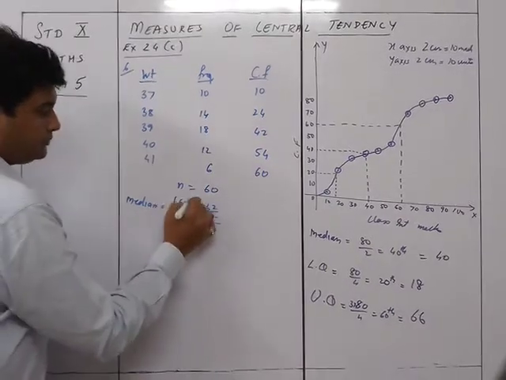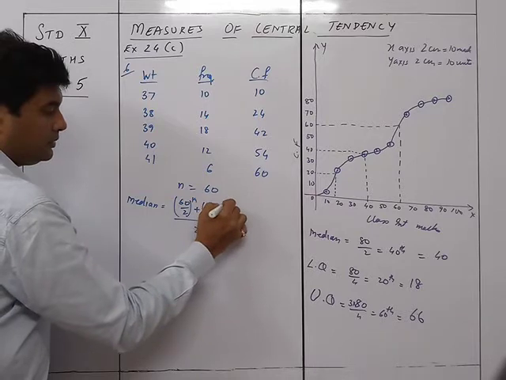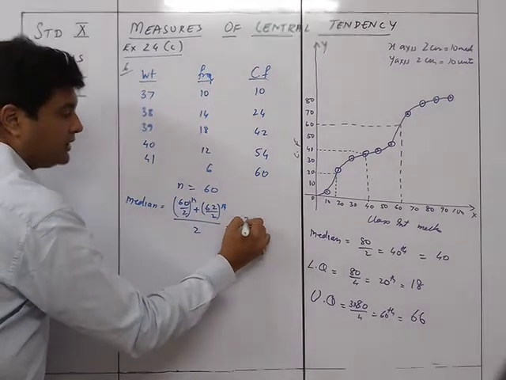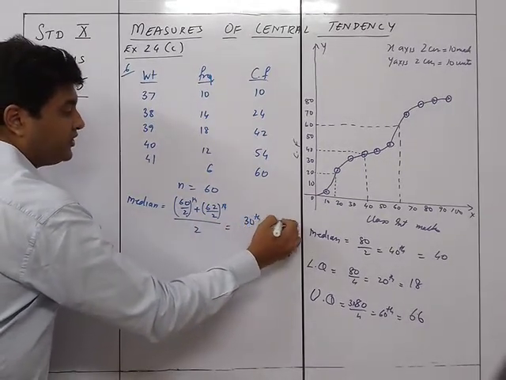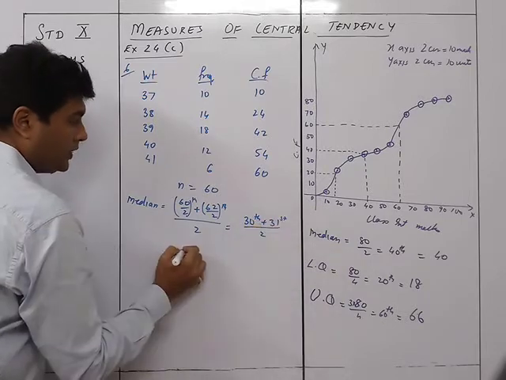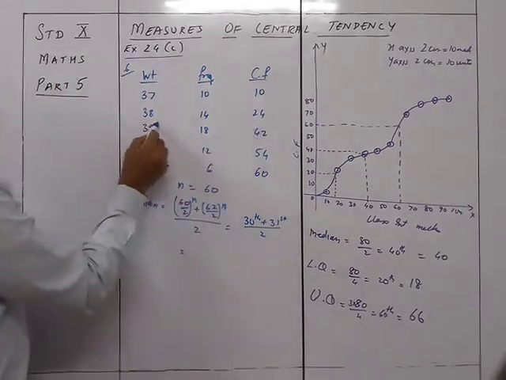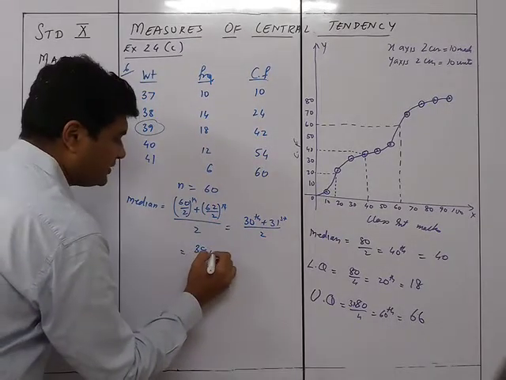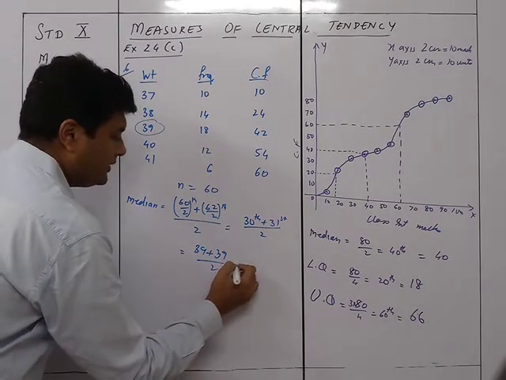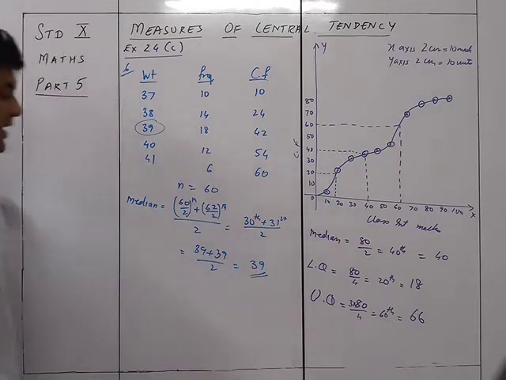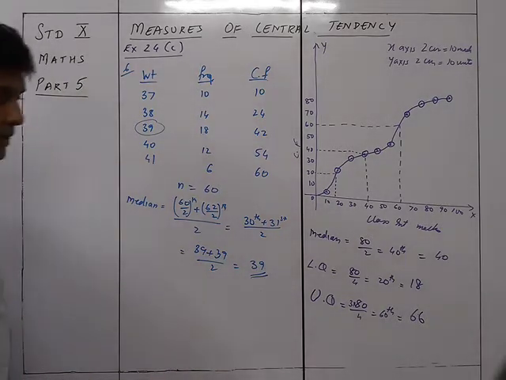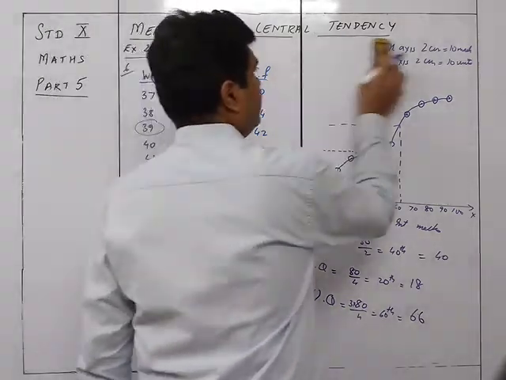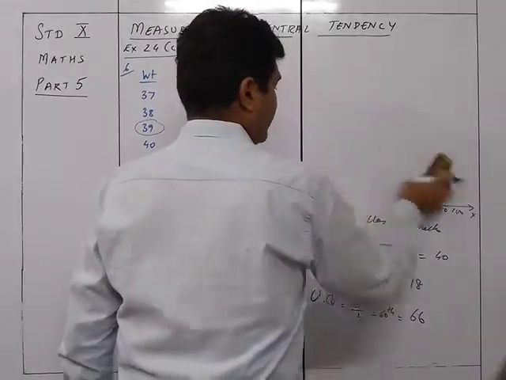So that is going to be the 30th plus 31st term upon 2. Now what is the 30th term? The 30th term is 39 and the 31st term is also 39. So it will be 39 plus 39 upon 2, which is 39. So the median is 39. Let's see the next thing, and that is the lower quartile.